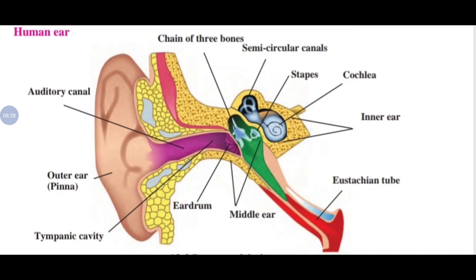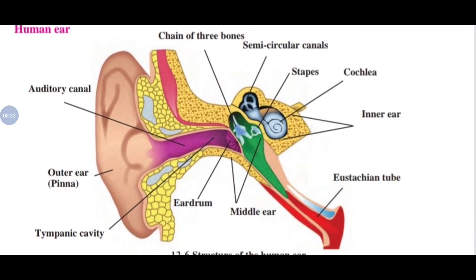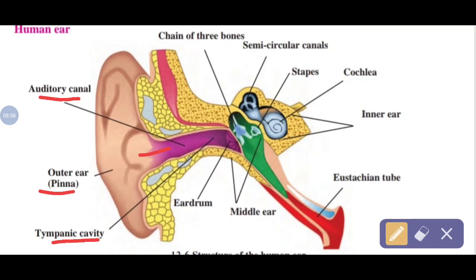Outer ear, that is called the pinna. This is the first one. The next is the auditory canal. Sound passes through this passage, that is called the auditory canal. Then inside the human ear, the tympanic cavity is showing here. Now check that. Then afterward, the eardrum, exactly showing here.